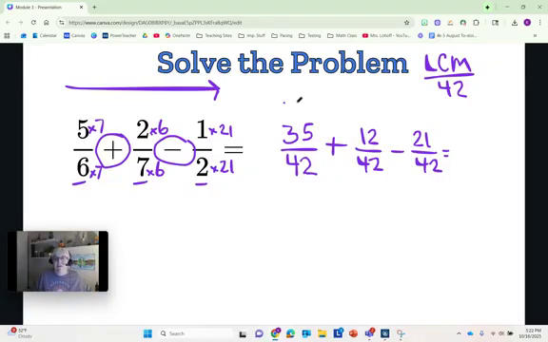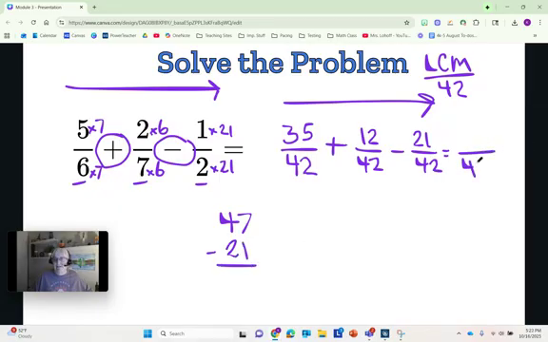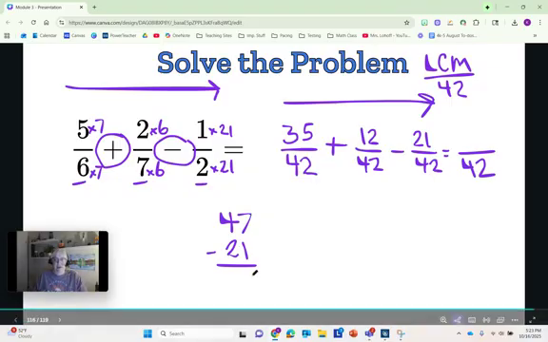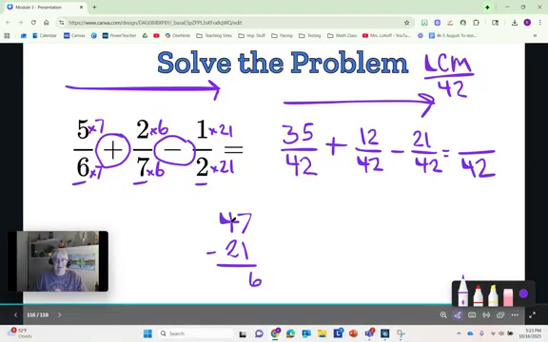Now we have to be very careful that we follow those signs and we add the first 2 fractions together and subtract the third one. So 35 plus 12 is 47. And I'm going to write that down here so that then I can come and subtract 21. By the way, our answer is going to be in 42nds again. Okay, 47 minus 21 is 26. So the answer is 26 42nds.